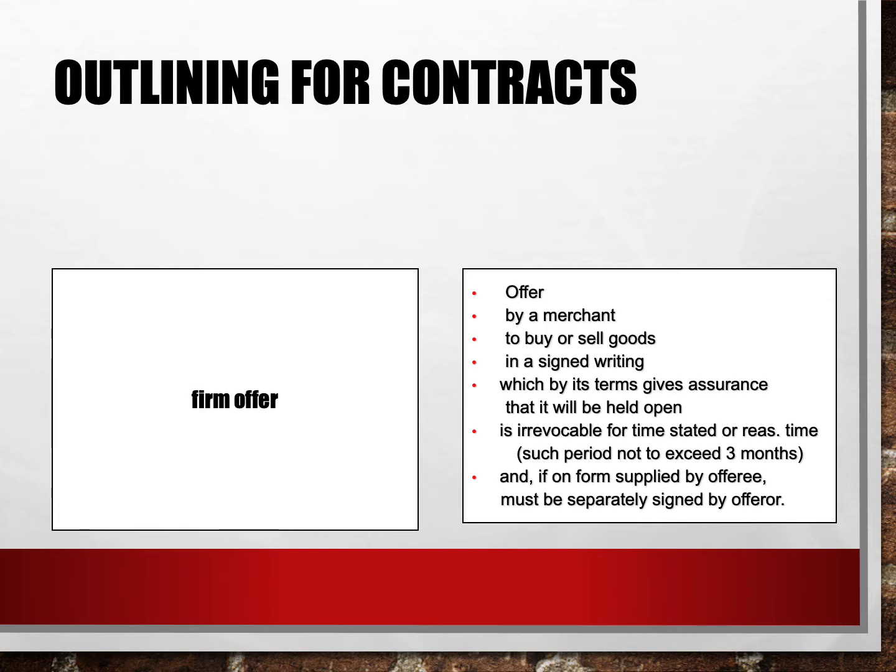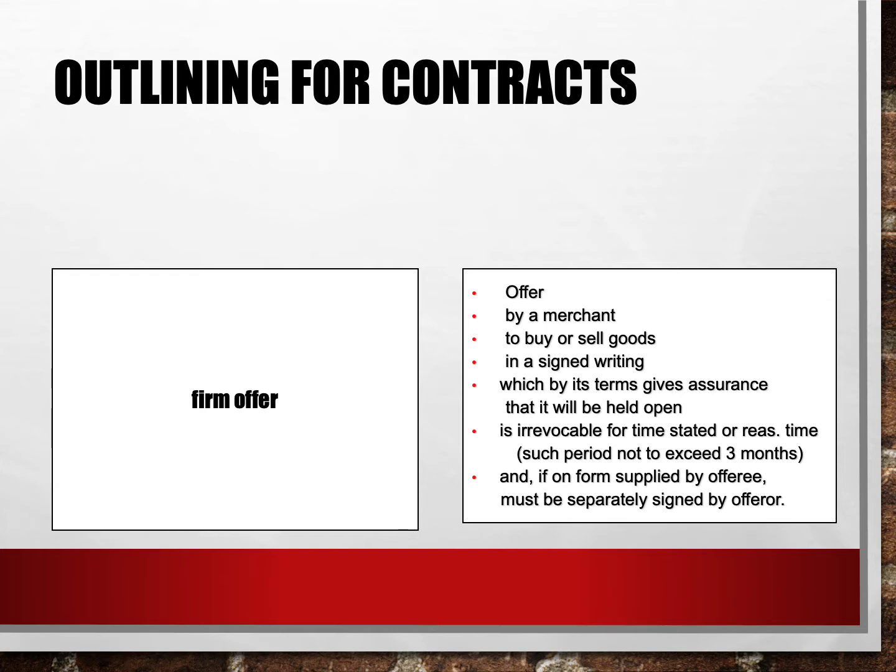What we've got to find is that there's an offer, and that offer needs to be by a merchant, and it needs to be to buy or sell goods. In addition, it needs to be in a signed writing. You could split that up into 2 elements if you wanted to, if that were easier for you. And that signed writing, on its face, by its terms, offers an assurance that it will be held open.